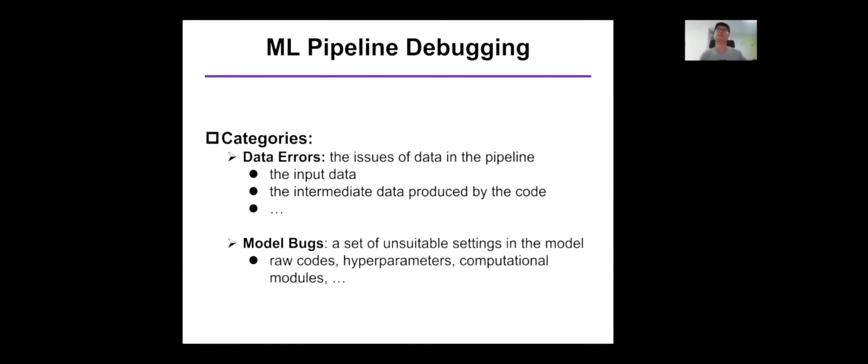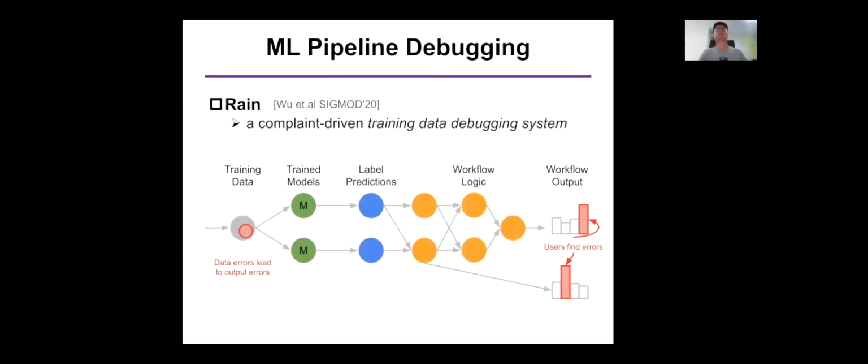And then we come to machine learning pipeline debugging. It is the debugging after the development stage, unlike the model diagnosis. It can also detect the data errors and model bugs. So RAIN is a typical system for machine learning pipeline debugging.